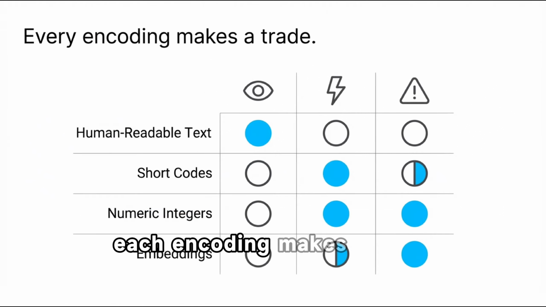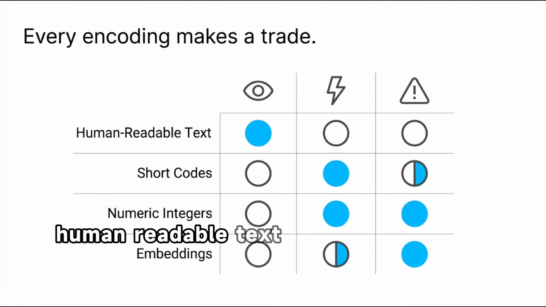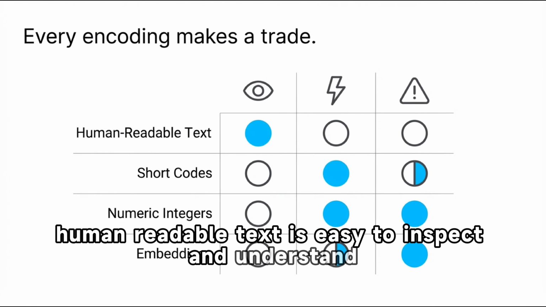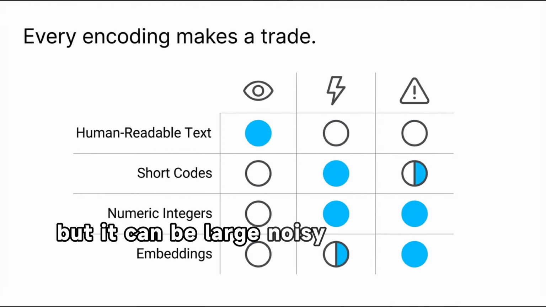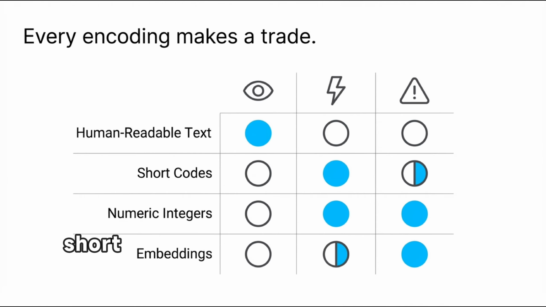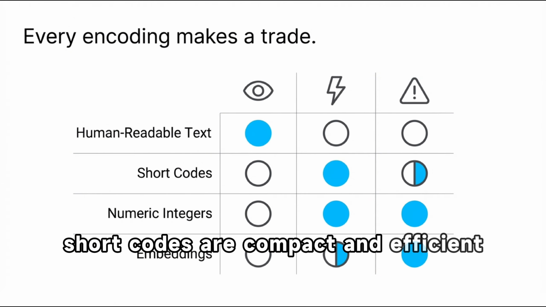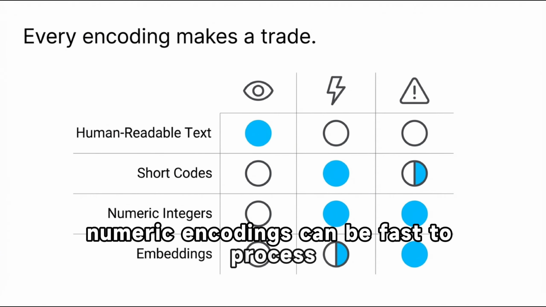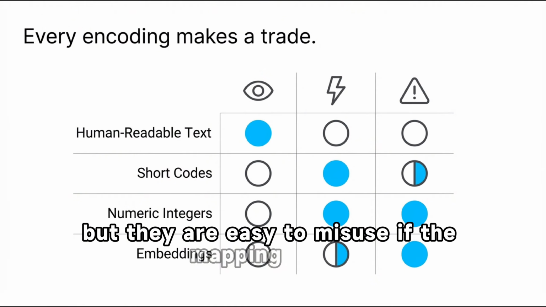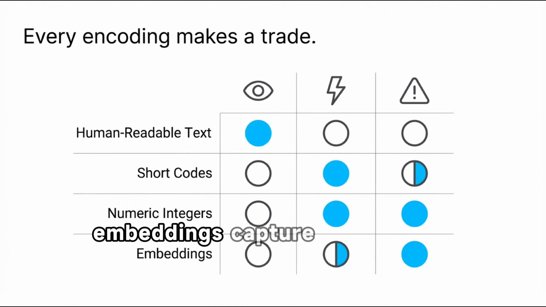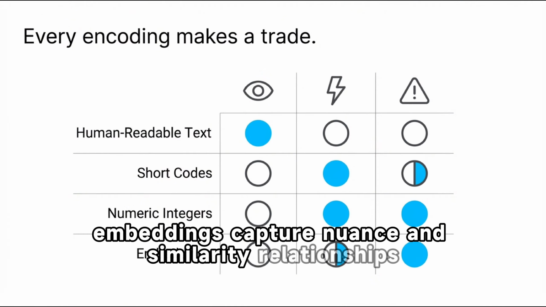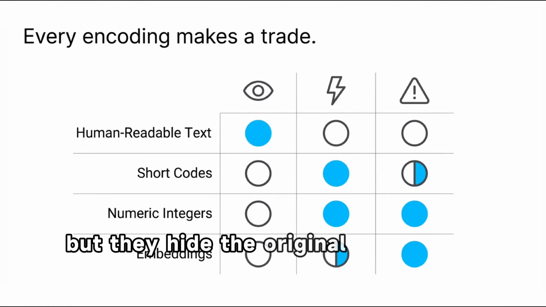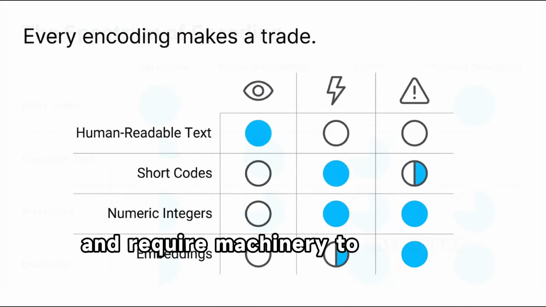Each encoding makes a trade. Human-readable text is easy to inspect and understand, but it can be large, noisy, and fragile to spelling. Short codes are compact and efficient, but they are opaque. Numeric encodings can be fast to process, but they are easy to misuse if the mapping is lost. Embeddings capture nuance and similarity relationships, but they hide the original provenance and require machinery to interpret.